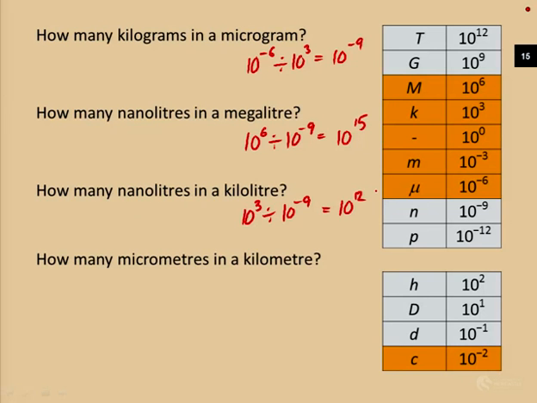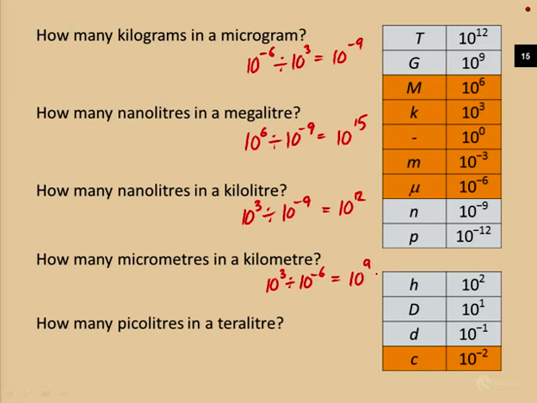Micrometers in a kilometre. Kilometre, well, kilo again. The fact that it's meters, who cares? We could use any measurement you want. But we're talking about the prefix. Kilo is 10 to the 3, divided by a micro of 10 to the -6. So 3 minus -6 is 3 plus 6. We got a 10 to the 9.